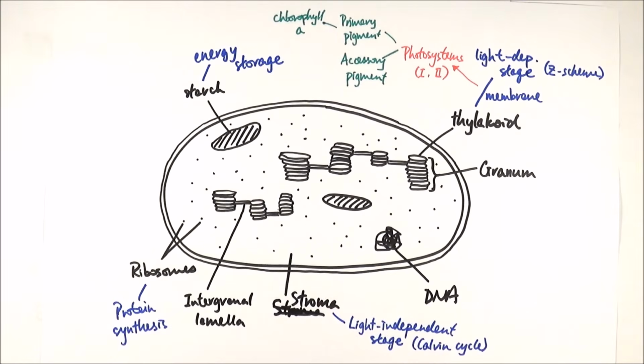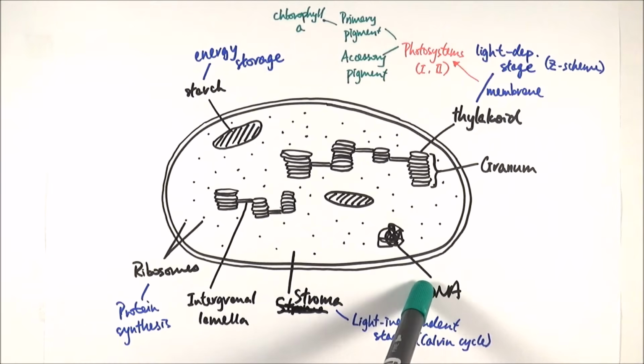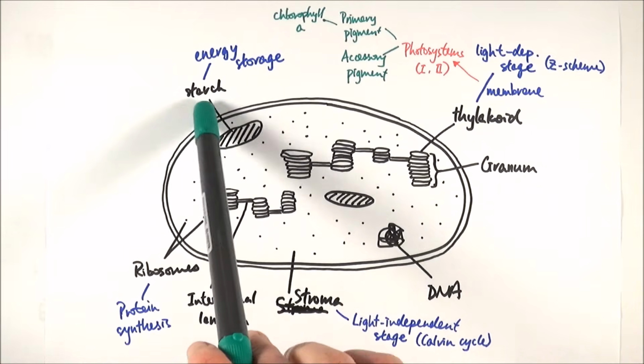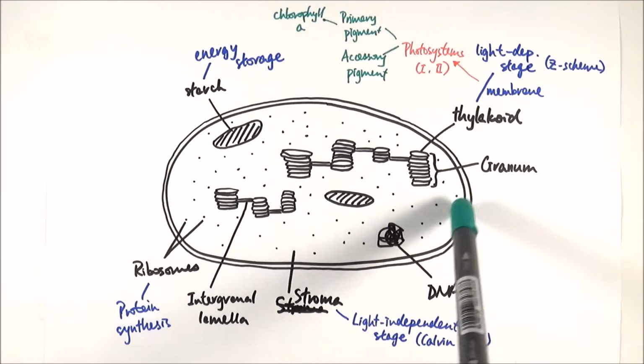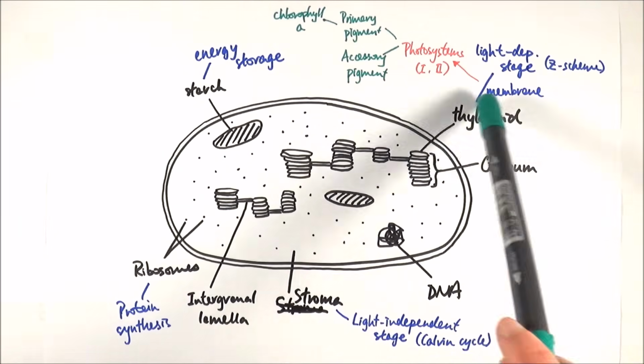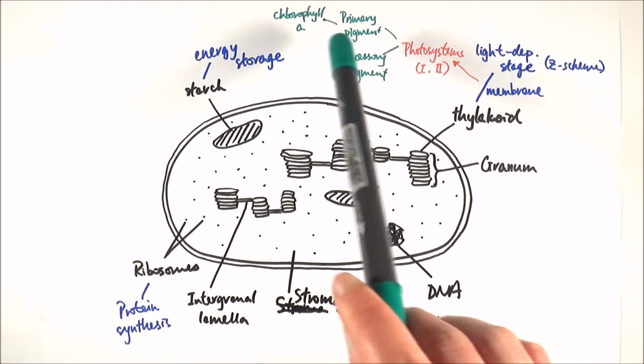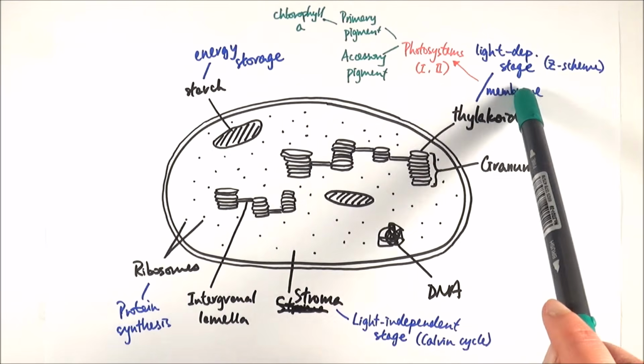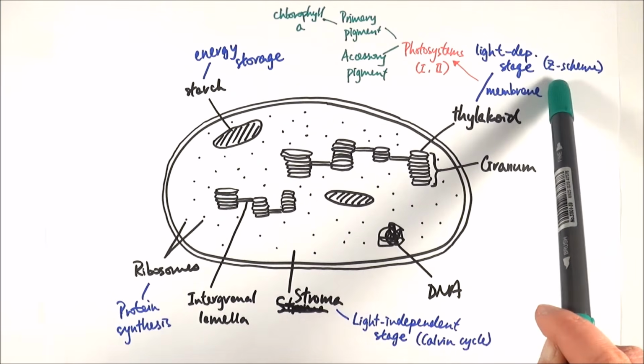So a very quick summary, this is the structure of the chloroplast. We've got the DNA, which codes for the enzymes needed for the photosynthesis reaction. We've got the ribosomes that actually make them, and starch as an energy storage. Then we've got the thylakoid membrane, which contains photosystems, which contain the photosynthetic pigments like chlorophyll to do the light-dependent stage, which is what we call the Z scheme as well.